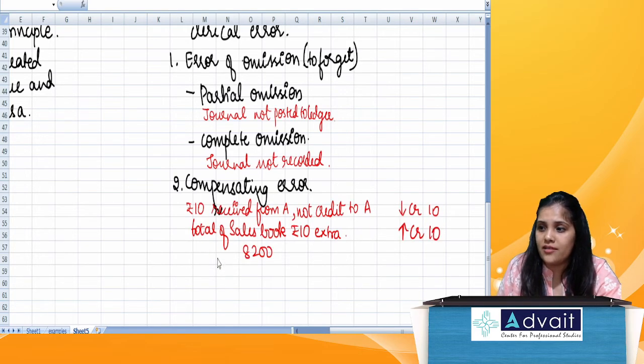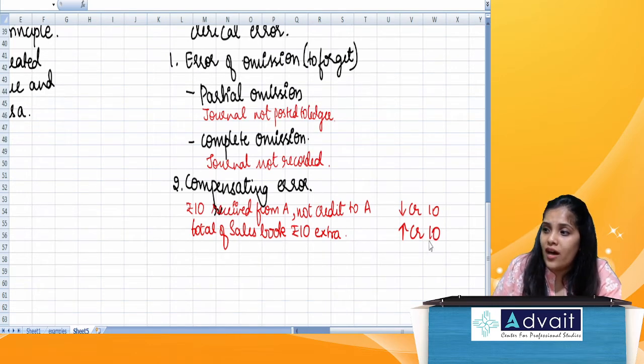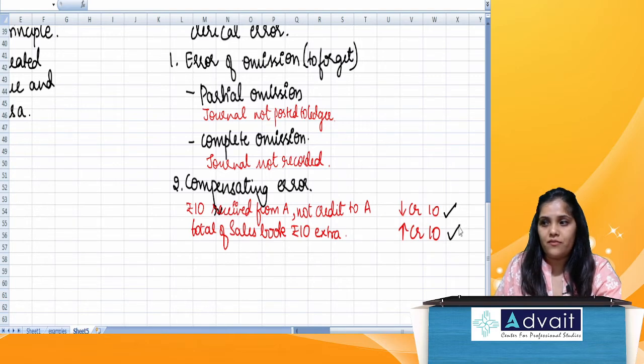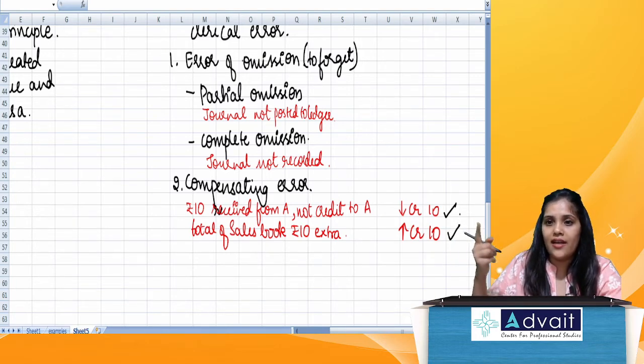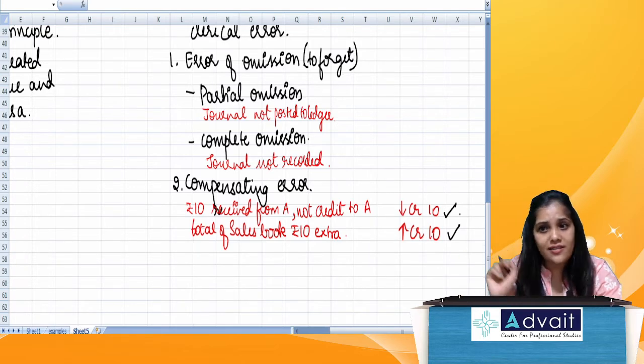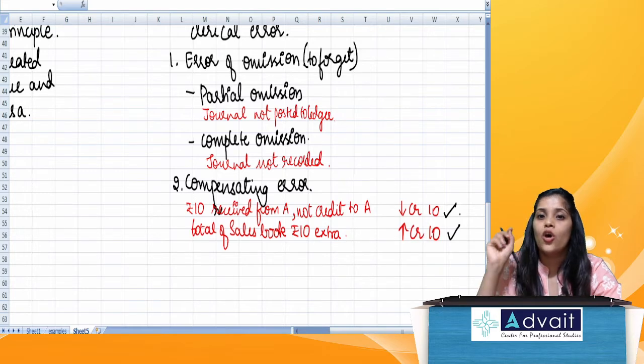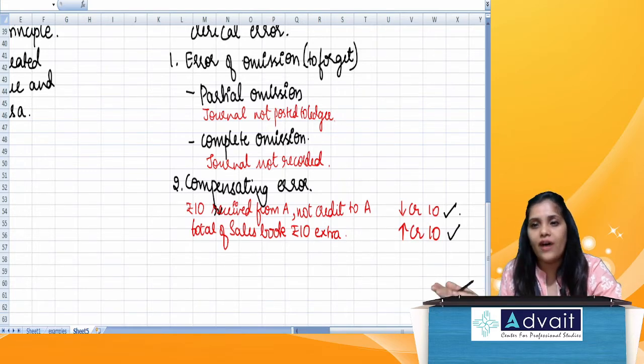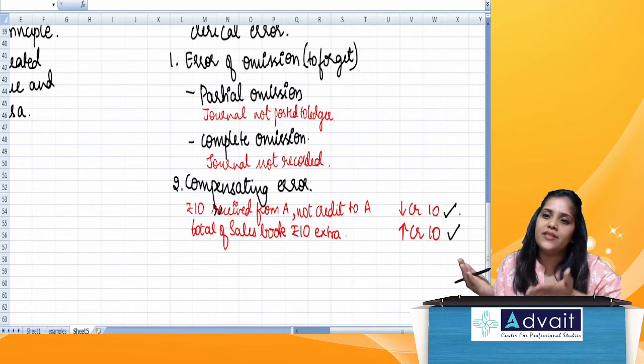Now you should understand that one error that you made compensated another error. Decrease credit, increase credit. Effect nullified. Both are still errors. Both you still have to rectify, but this is a type of error. Compensating error means one error that we make compensates another error.